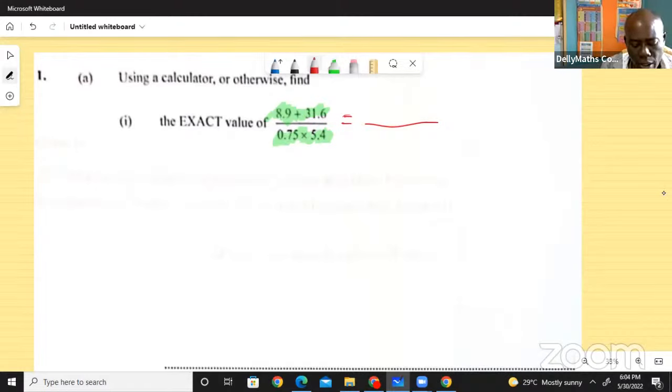And that's what the number 1 questions are about. Are you able to use your calculator well? So we're talking 8.9 plus 31.6, and I'm getting 40.5.